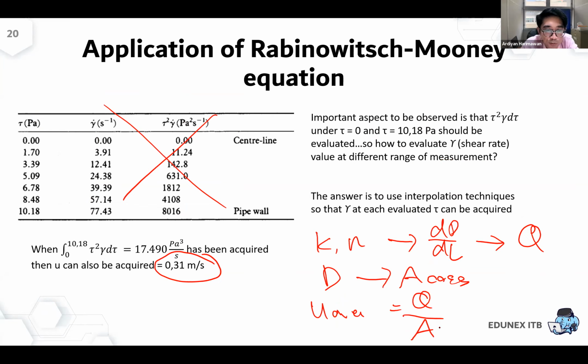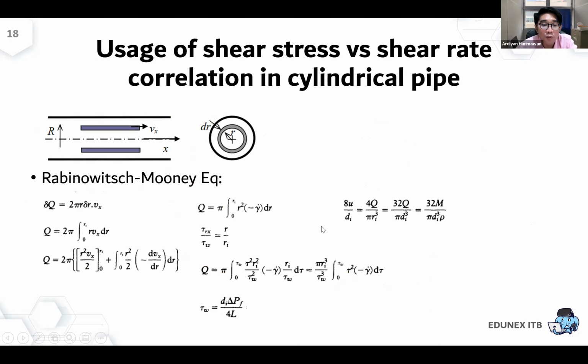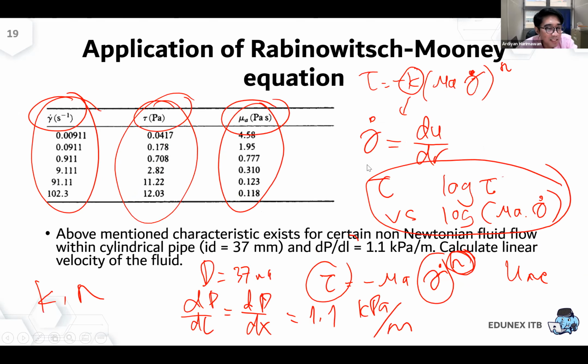Okay, any questions so far? I hope I'm not explaining too fast, and I hope you can get the basic concept of non-Newtonian. This answer is basically calculated using this equation, but this equation is very, very complicated. So just skip this one. Just use the path that I suggest.